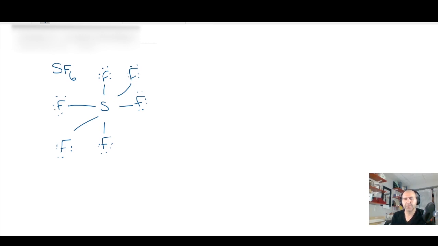What's wrong with this? In this structure, sulfur has an octet of 12. 2, 4, 6, 8, 10, 12. Yikes.